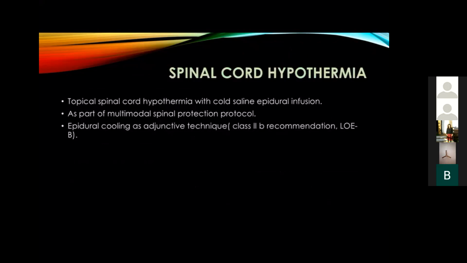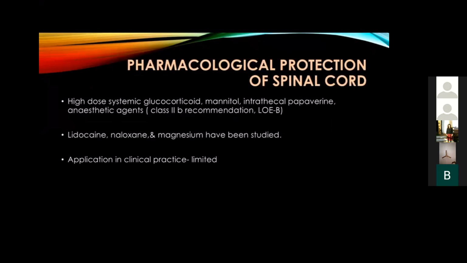Spinal cord hypothermia is not done very often. Topical spinal cord hypothermia with cold saline epidural infusion, as part of a multiple spinal protection protocol, is an adjunctive technique with a class 2B recommendation. Pharmacological protection of the spinal cord, like for the brain, such as high dose systemic glucocorticoid, mannitol, intrathecal papaverine, or anesthetic agents, is also class 2B, as are lignocaine, naloxone, and magnesium sulfate. But the application in clinical practice is very limited.